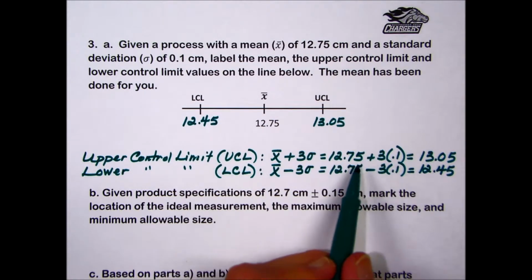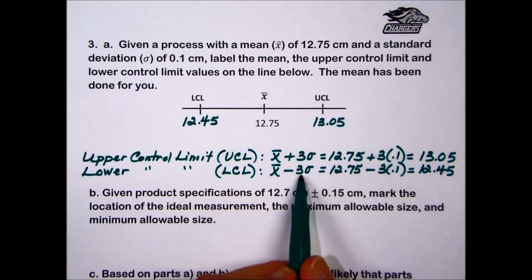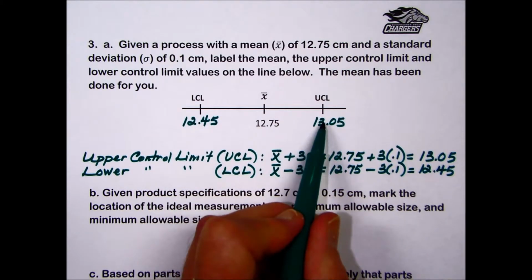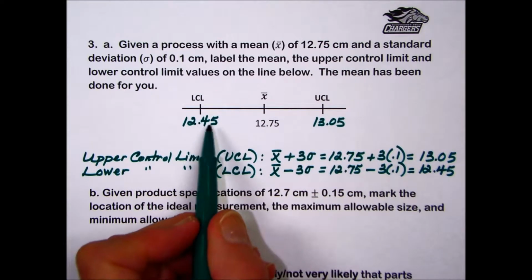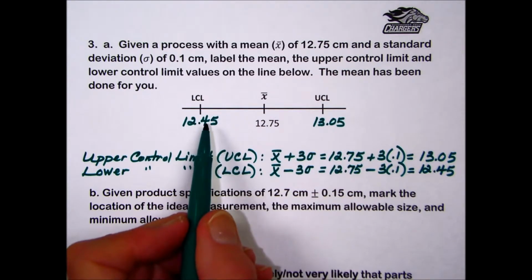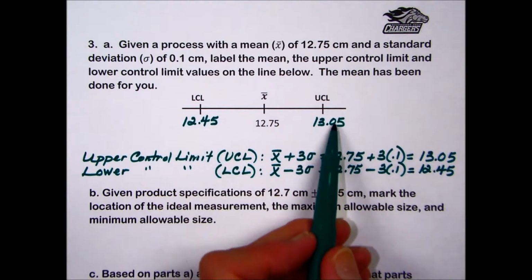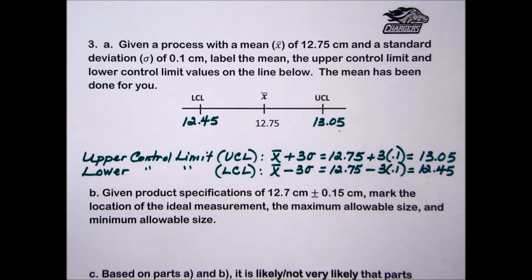Going 3 standard deviations above and below the mean, these values, in other words, our upper and lower control limits, is representing 99.7% of the process output.